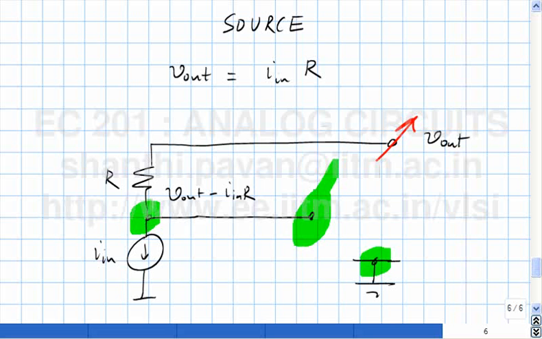If this potential is too high, it means V out minus INR is too high, which means that V out is too high. So I must bring V out down. And how will I bring V out down? I must suck current out of the node.